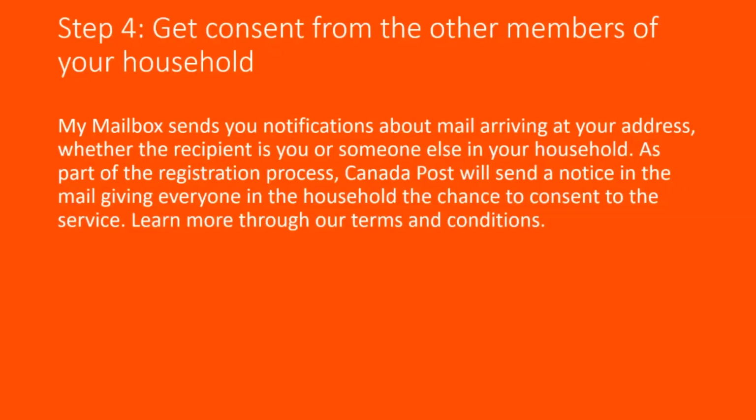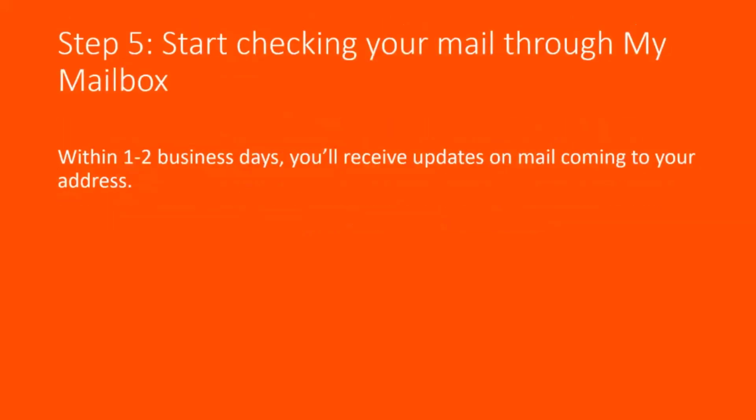Step 4, get consent from the other members of your household. My Mailbox sends you notifications about mail arriving at your address, whether the recipient is you or someone else in your household. As part of the registration process, Canada Post will send a notice in the mail giving everyone in the household the chance to consent to the service. Learn more through our terms and conditions. Step 5, start checking your mail through My Mailbox. Within 1 to 2 business days, you'll receive the updates on mail coming to your address.